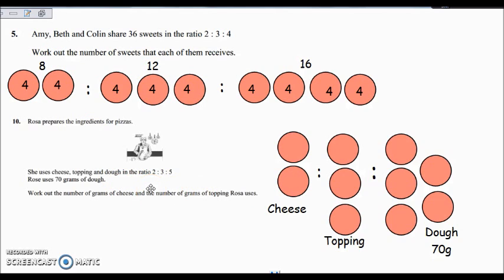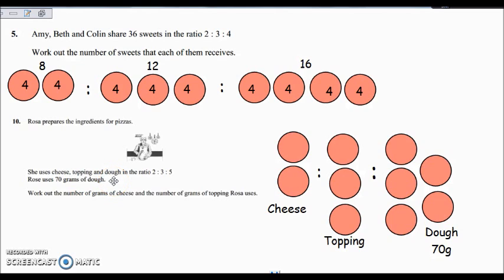The second question was a bit different, and once you learn how to do it, it's not actually any more difficult than the normal one. So Rosa prepares the ingredients for pizzas. There she is, baking away. She uses cheese, topping and dough.